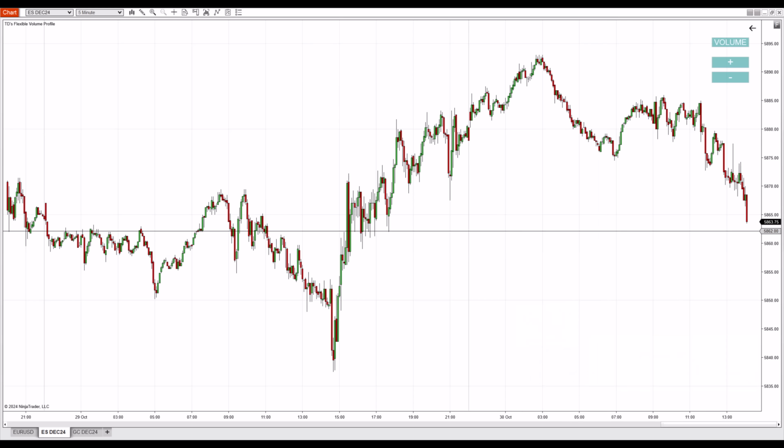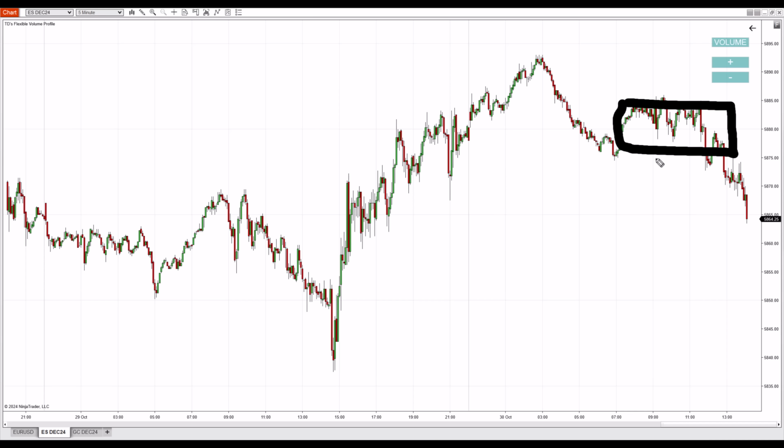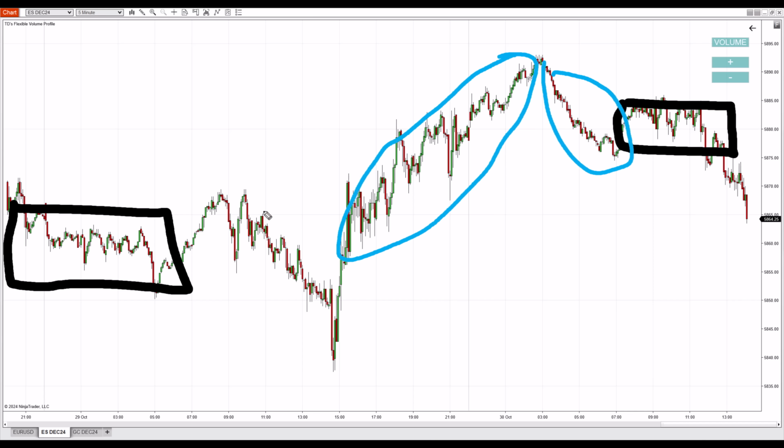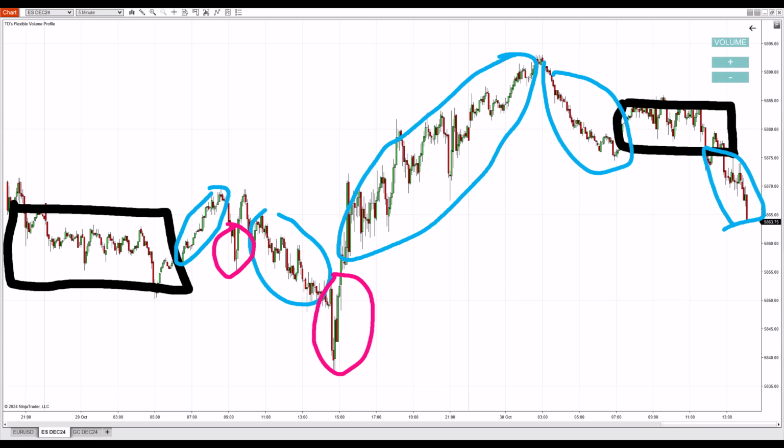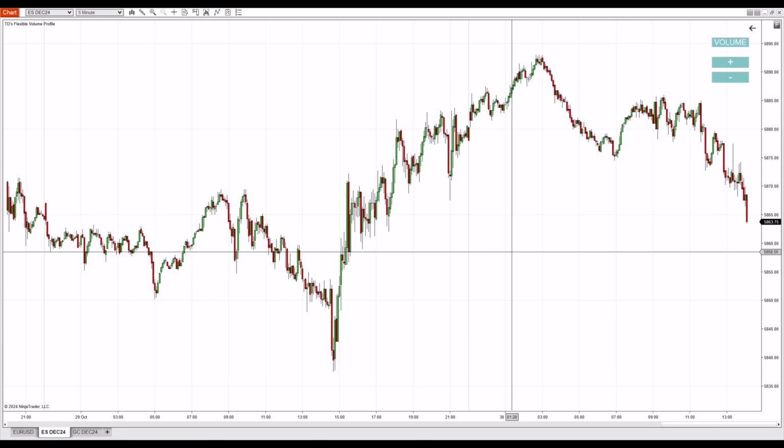So if you look here, then we can look at this part as a rotation. Then there was also a huge rotation in here, and the rest were trends and rejections. So those were trends and those were rejections. And now the market is trending here. Let me do one more example.